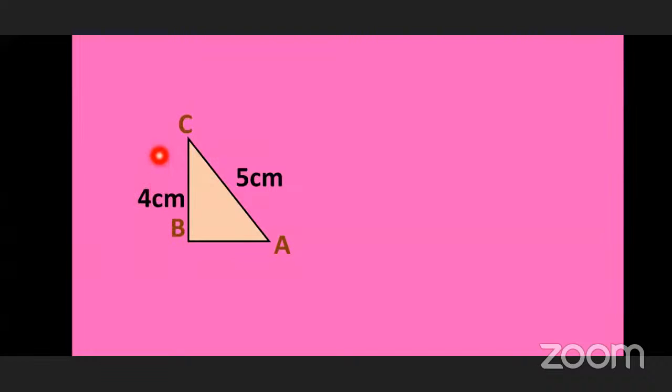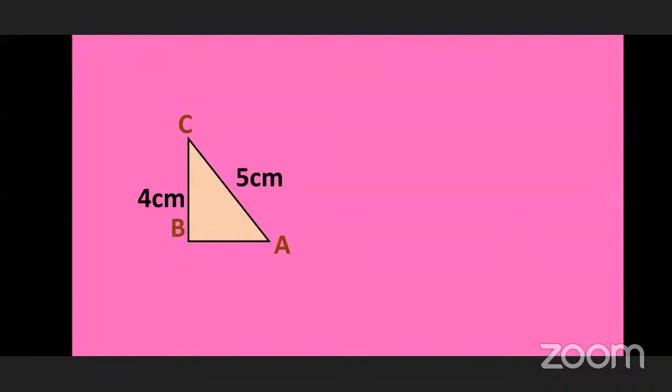And see, BC, or you can also say CD. The measurement of BC is given 4 centimeter. It is also a hypotenuse, na children? No, miss. It is height. It is not the hypotenuse. A right angle triangle has only one hypotenuse. Yes, BC is not the hypotenuse. It is the height. Very correct.